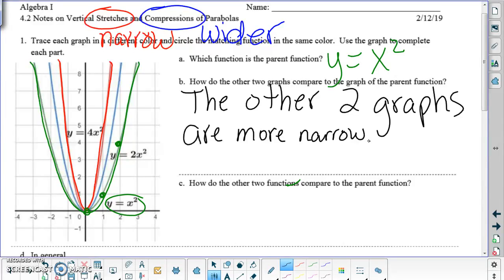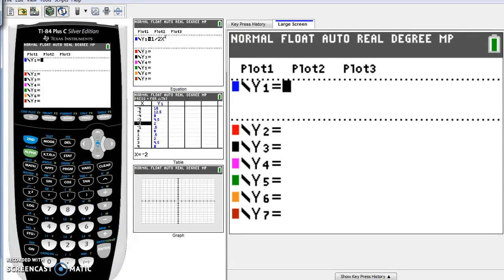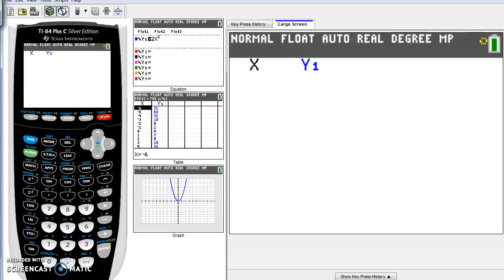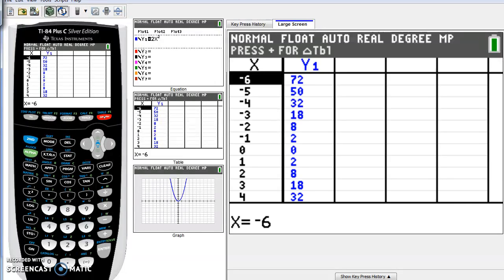Okay, so let's figure out which graph the blue one goes with. My options are 2x squared or 4x squared. So I can go on my calculator and type in 2x squared and graph it. Find the points that go with 0, 1, and 2 in my table. So (0, 0), (1, 2), and (2, 8).